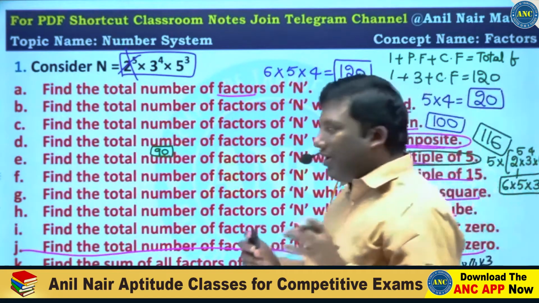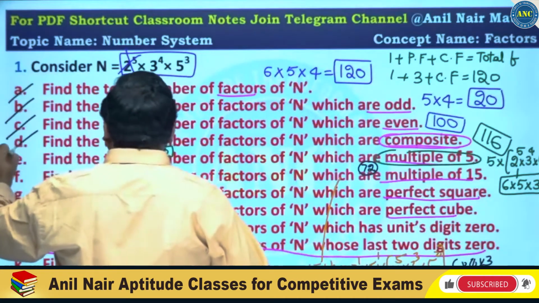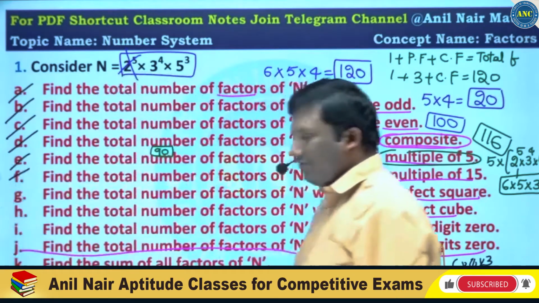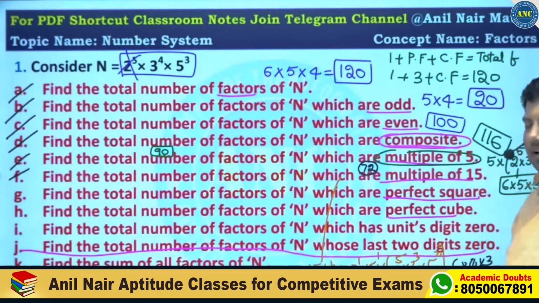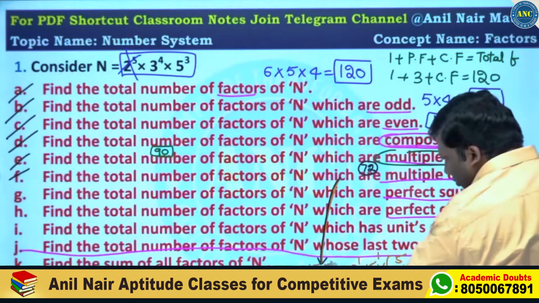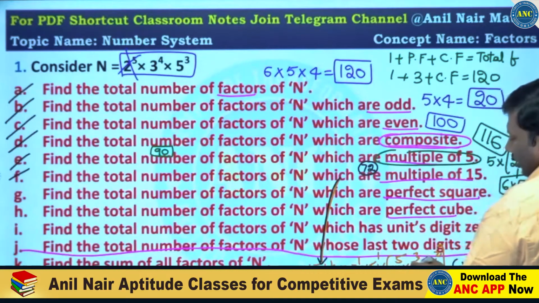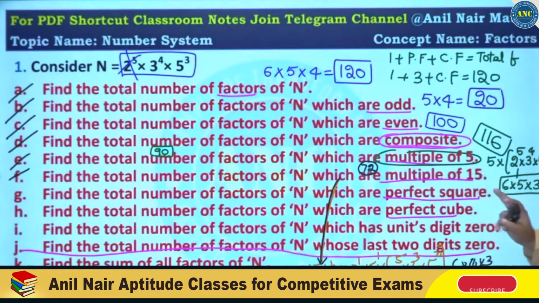So once we are good in concepts, we can solve question A, B, C, D, E, F. I think from A to F, everything is clear. Factors which are multiples of 15 are 15 into k. 15 is 3 into 5. Remaining part is 2 power 5, 3 power 3, 5 power 2. 6 into 4 into 3. Next one, from H to J, we will write down in a different slide.